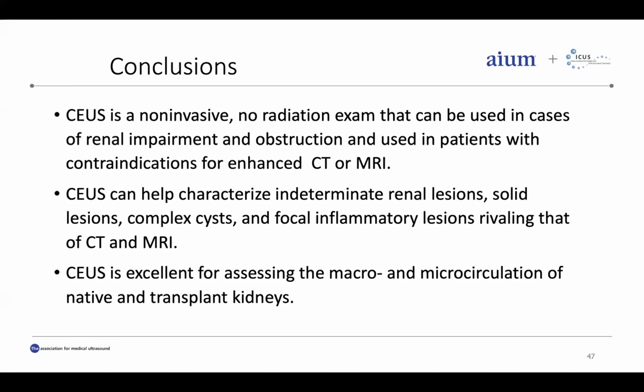It can help characterize indeterminate lesions, solid lesions, complex cysts, and inflammatory lesions, rivaling that of CT and MR, and I would say in our hands much better than CT and MR. That's confirmed by our urologists who use us as the first line of evaluating these masses. Even in cases that are pretty clearly malignant, they often send the cases to us to do a CEUS for confirmation because of cases that they have found CT and MR to be inaccurate.